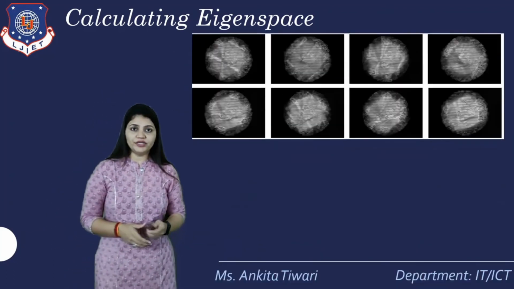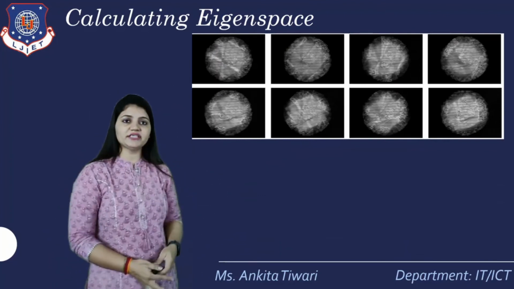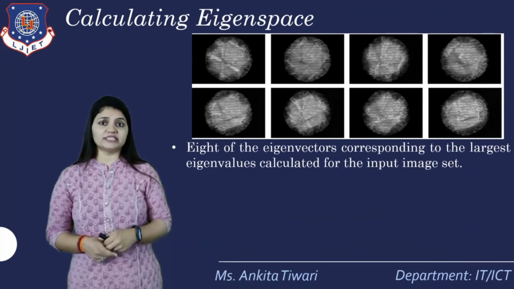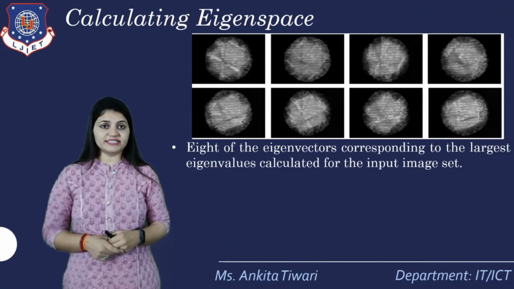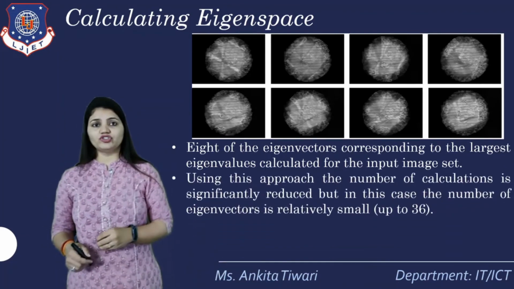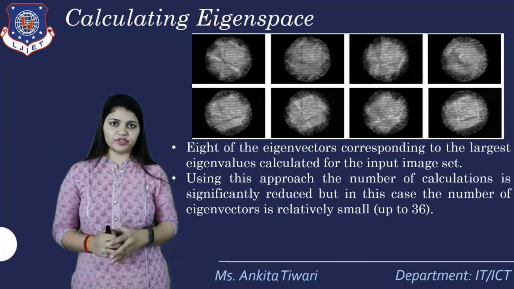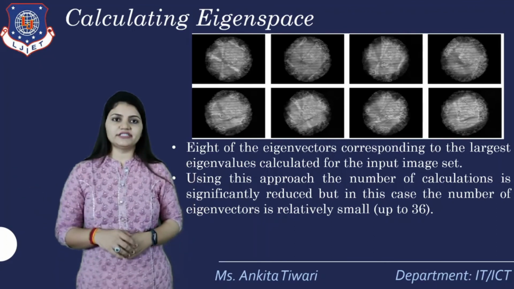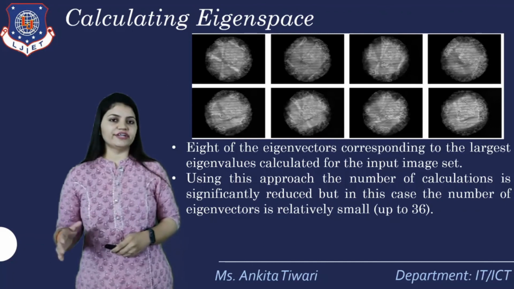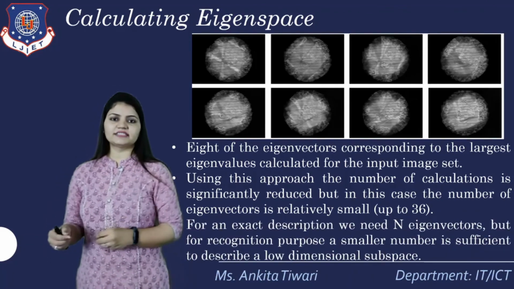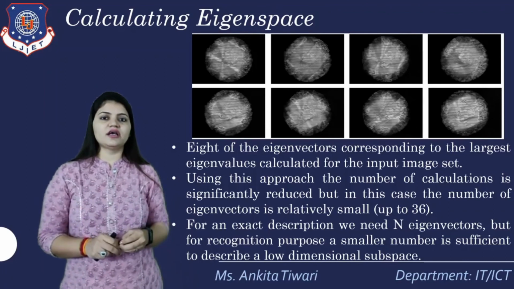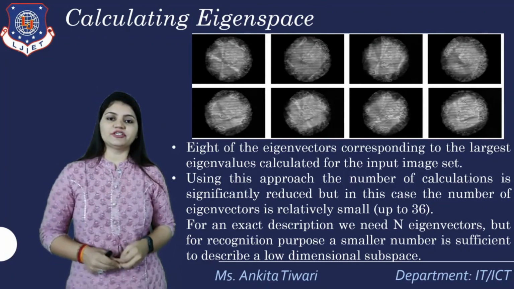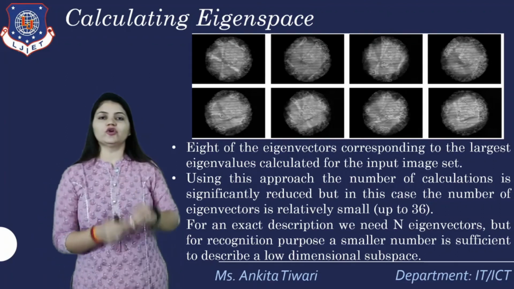Now this is the figure which is defined for a particular image space, which shows 8 of the eigenvectors. Here 8 values are defined corresponding to the largest eigenvalues computed for the input image set. Using this approach, the number of calculations is significantly reduced, because here we are taking 8 of the eigenvectors for a particular image, corresponding to the largest eigenvalues. The number of eigenvectors is relatively small, up to 36. So for an exact description we need N eigenvectors, but for recognition purposes a smaller number is sufficient to describe a low dimensional subspace that we are finding for a particular object.